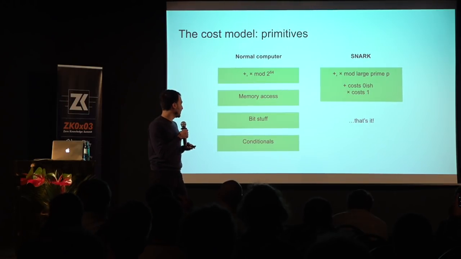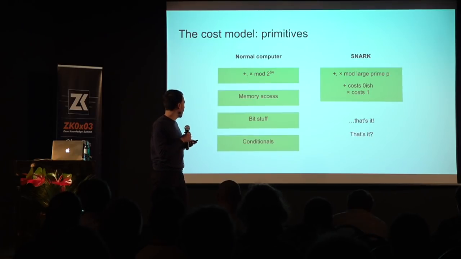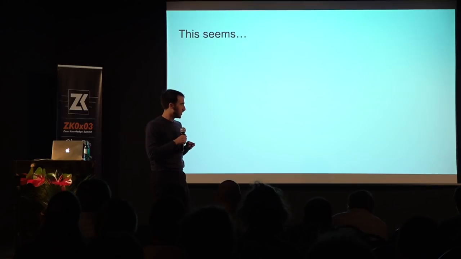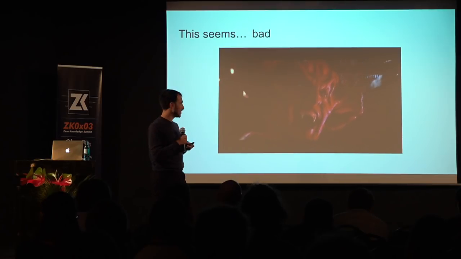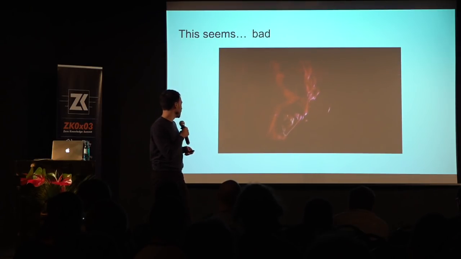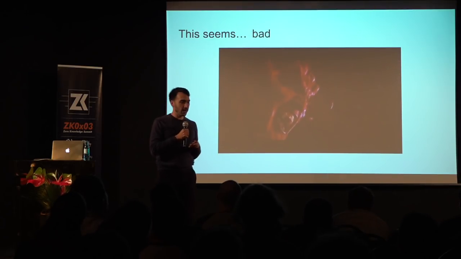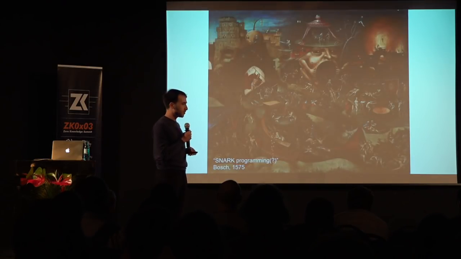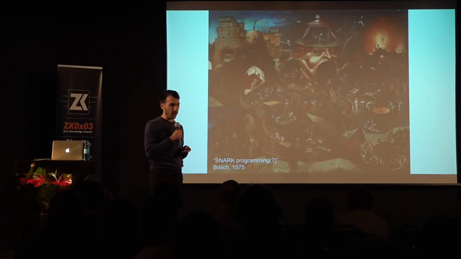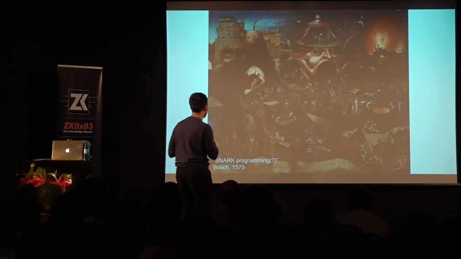So you might be a little bit worried and say, oh no, really, that's it? You might say, well, this seems really bad. And this is the SNARKonomicon demon who is laughing at you. You only have plus and times. And sometimes when I think about this situation, I go back to this famous painting of Hieronymus Bosch from 1575 called SNARK Programming, which illustrates some of the interesting aspects of SNARK programming.